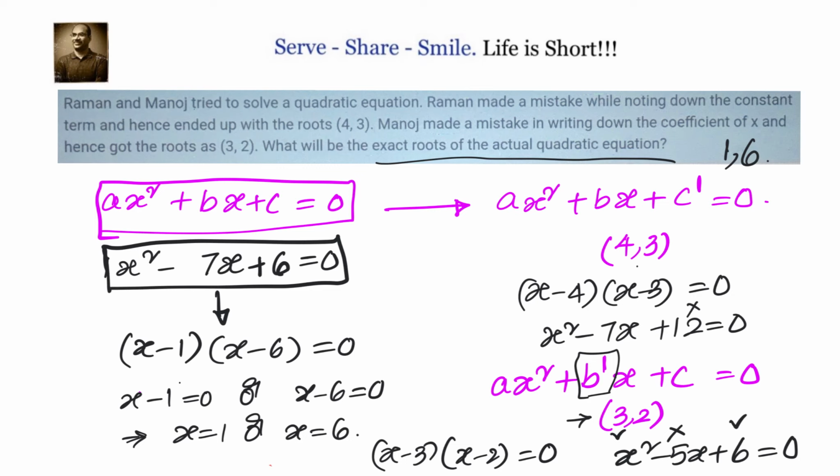So the exact roots of the actual quadratic equation, that is x square minus 7x plus 6 equals to 0, by splitting the middle term we can write it as x minus 1 into x minus 6 equals to 0, or x equal to 1 or x equal to 6. So the exact roots are 1 comma 6.